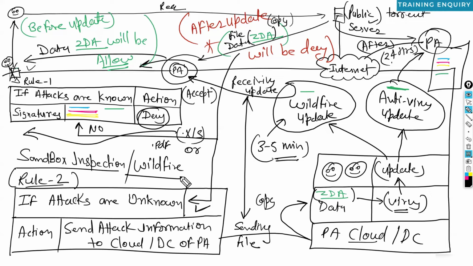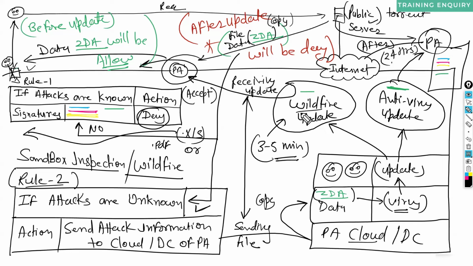Yes, clear, sir. Okay. Now let's move further. Hello, I have one question. These are the updates which we receive from Palo Alto. If we set automatic updates, then it will be automatically updated on a daily basis on the Palo Alto firewall, is this correct? Yes, but we are wrong. The Palo Alto firewall will continuously send unknown attack information to the cloud. And for any file uploaded by Palo Alto, that update will come after every 3 to 5 minutes.